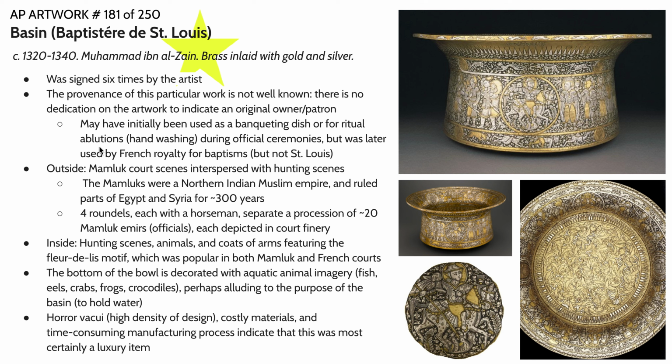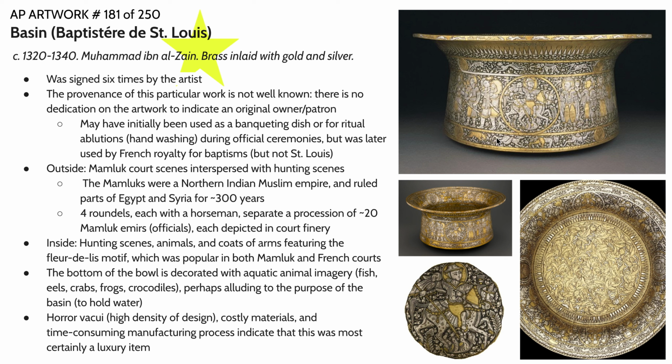So there's a couple of theories regarding what this particular vessel was used for. It might have been initially used as a banqueting dish, so something to hold food. A lot of more prevailing theories seem to suggest that this was used as a basin for ritual ablution, so ritual hand washing. You'll recall that in Islam, one of the things that you have to do before you enter the mosque is wash your hands and feet so that you are not bringing dirt and impurities into the holy site. So a lot of times that hand washing was turned into something that was a little bit more of a symbolic ritual as well.